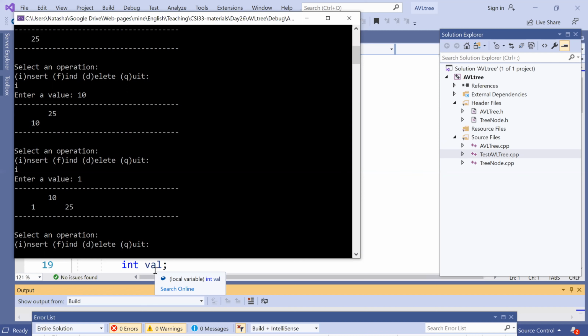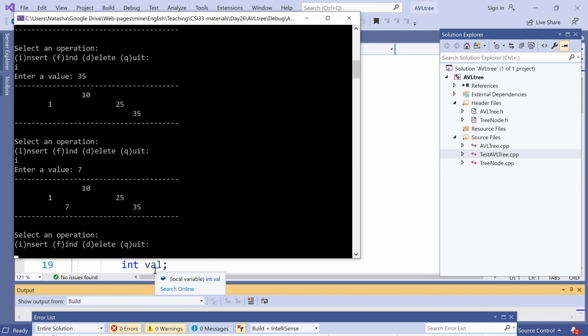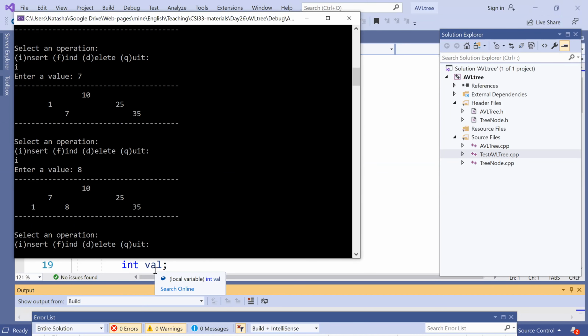Now, let's insert more. Let me insert the 35, okay? So I'm going to insert the 35, and then I'm going to insert maybe the 7. It's still balanced, so it's like our binary search tree, right? No, nothing special. Now let me insert the 8. You see what happened, right? It became unbalanced when I inserted the 8. And you could easily imagine it. It's like over here, the 8.